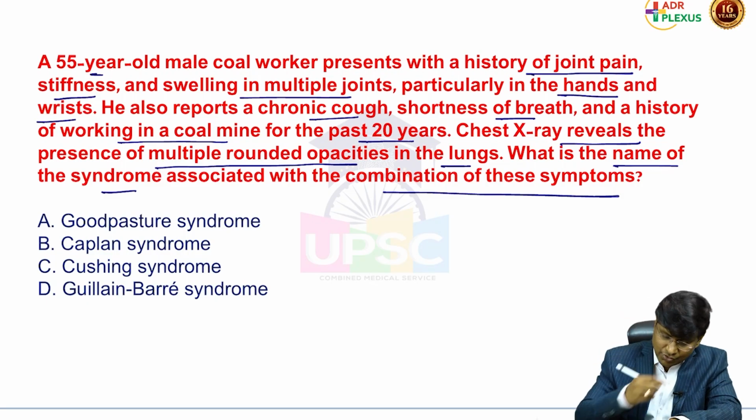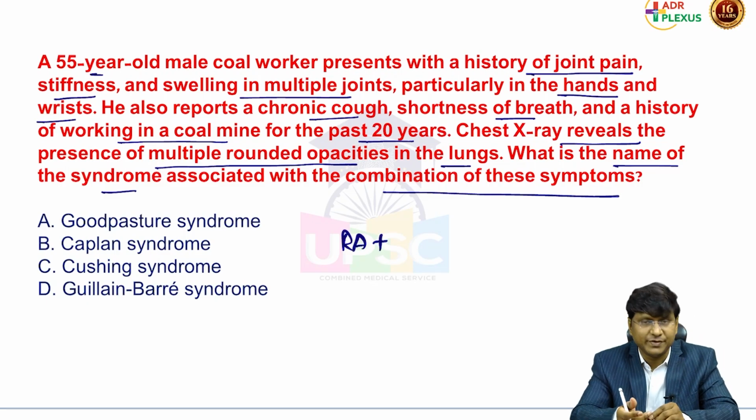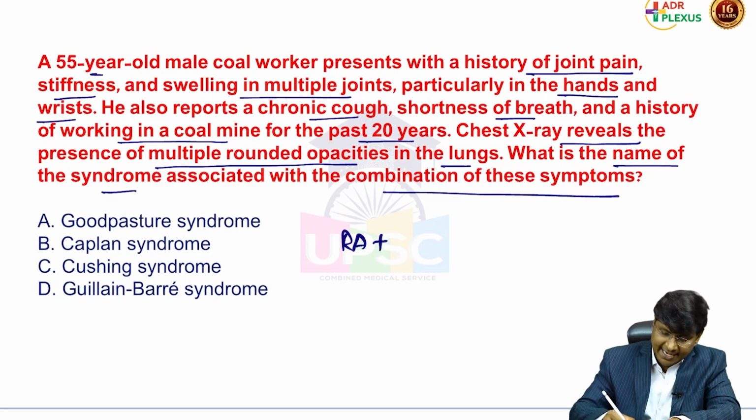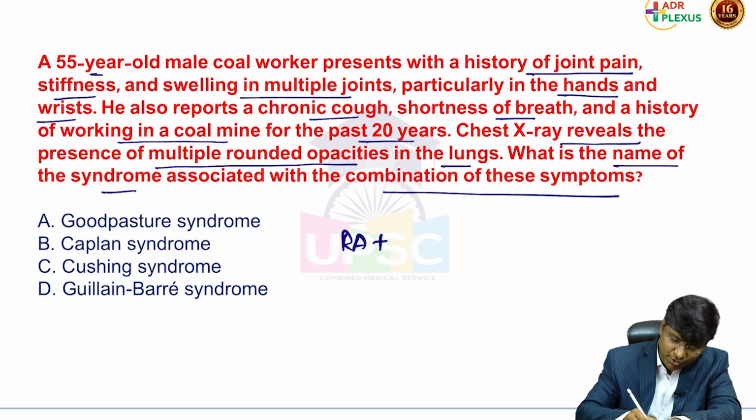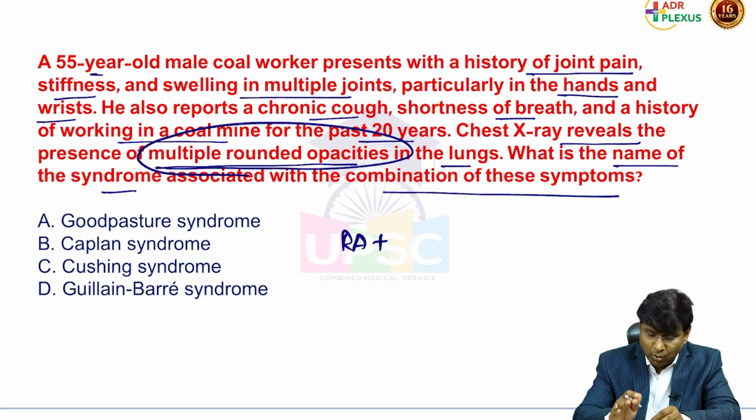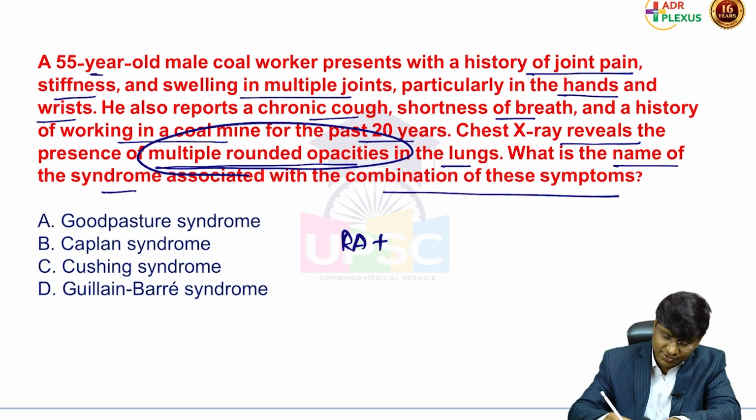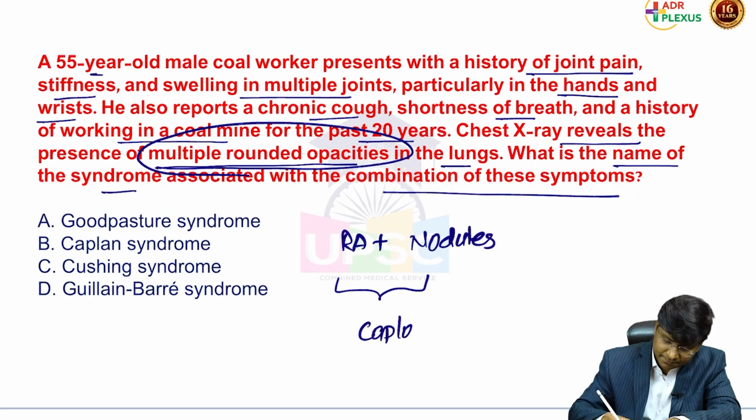Okay, now, these patients have the features of rheumatoid arthritis, where you have stiffness of the joints, and along with that, on the chest X-ray, you have the presence of multiple rounded opacities in the lungs, that we call nodules. So these two together, we call the Kaplan syndrome.